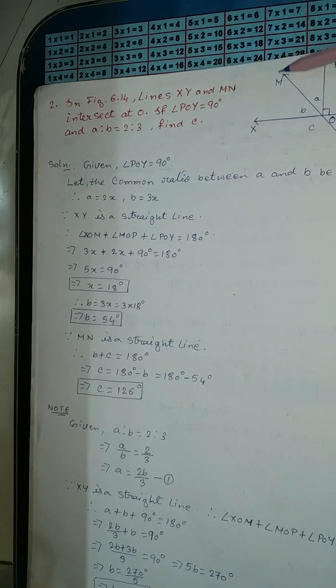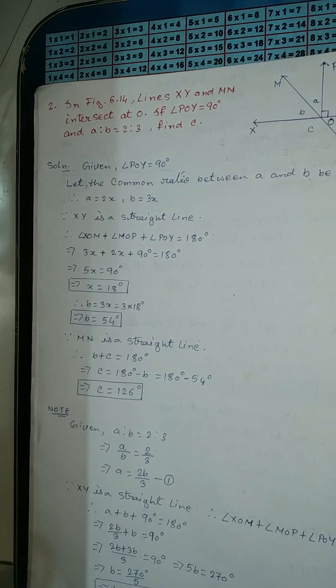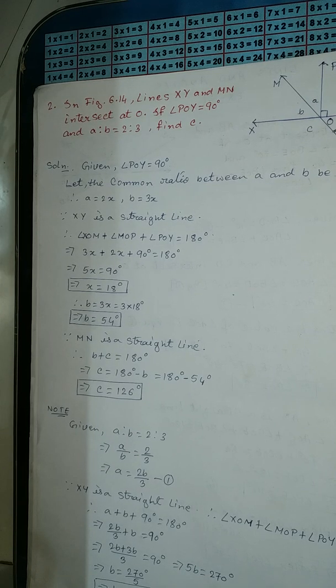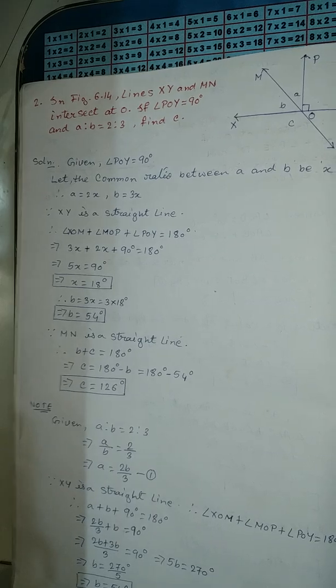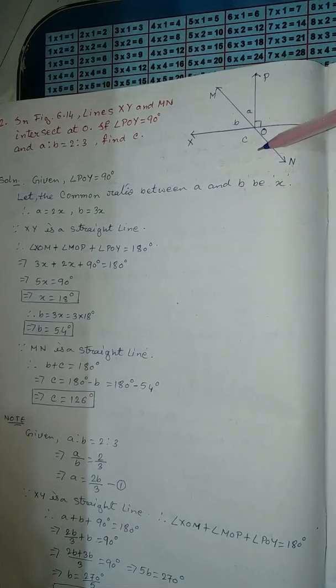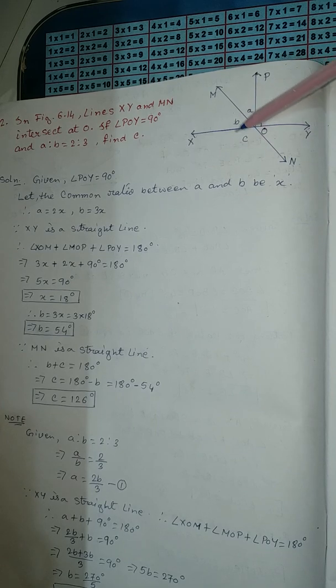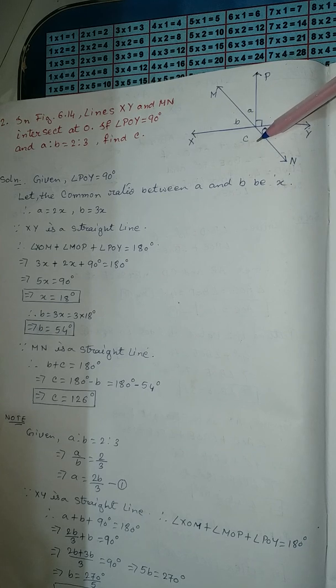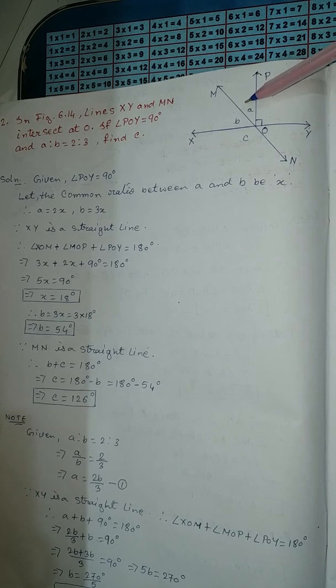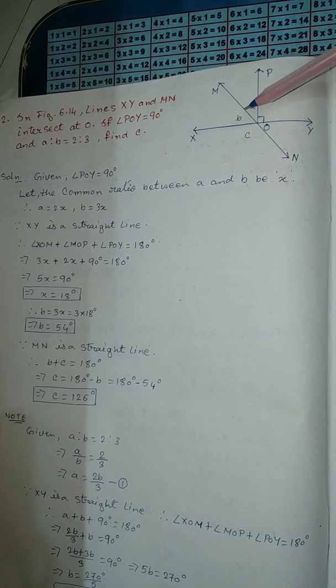MN is a straight line, so the angle created on one side of a straight line is 180 degrees, right? Now since the angle created right over here is 180 degrees, we can say B plus C is equal to 180. So if we calculate the value of B, we can easily calculate the value of C. We do not need the value of A right now, so that's why I have not calculated the value of A. B is required and we have taken out the value of B.